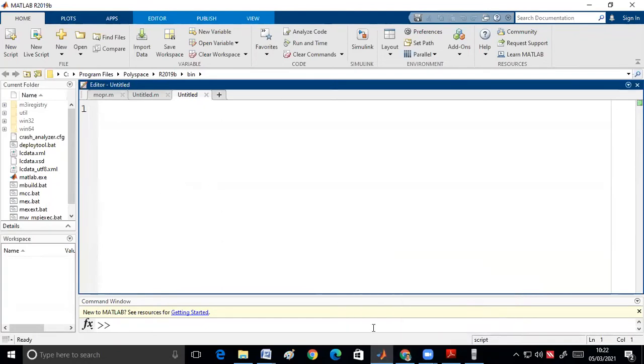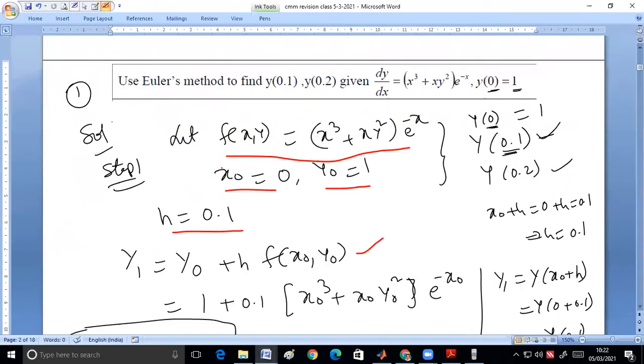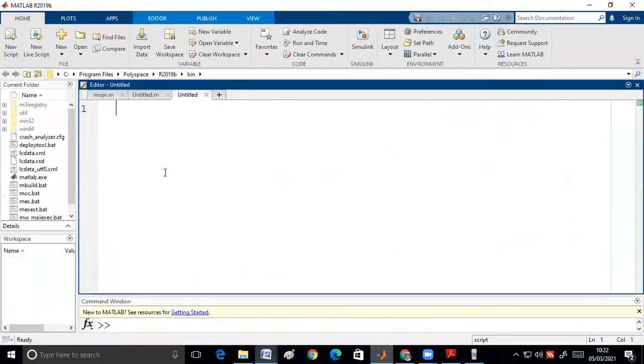Now, how to write the program? Very easy. I will compare both the methods. First, give the input of y. So I will give an inline function. I will type the script file for Euler's method. Now first ask for the function, inline function f.